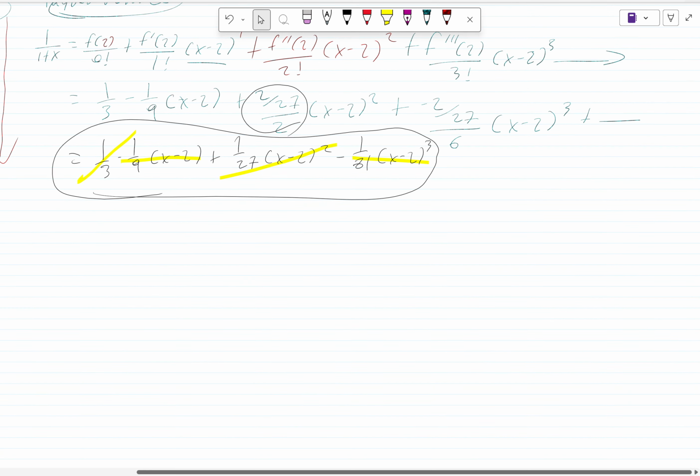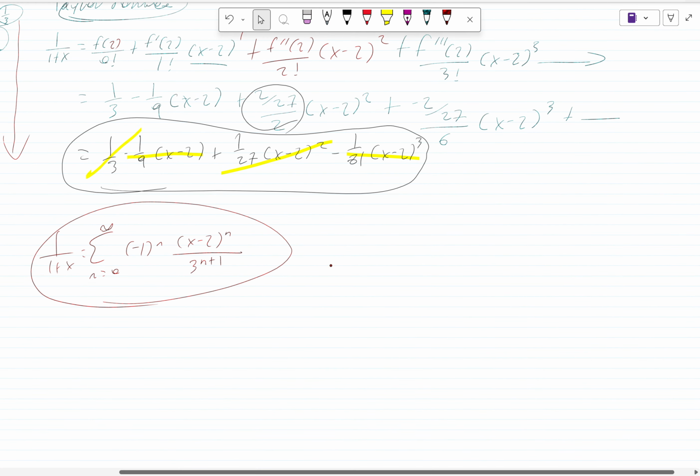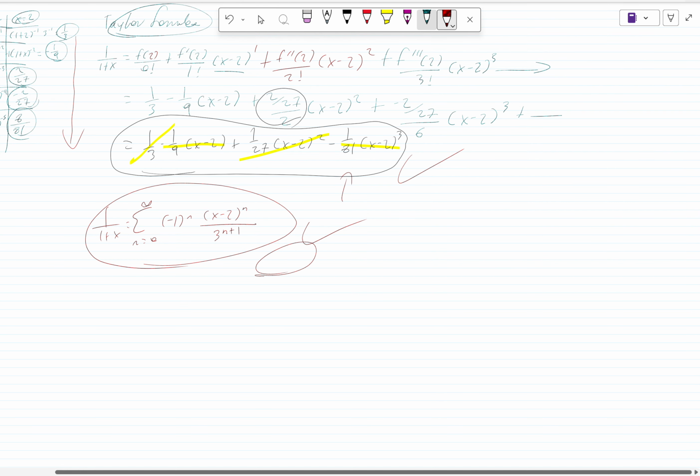Now that's the answer. But if your teacher wants you to find the general term, he or she may or may not want that, but if they do, the answer is negative 1 to the n times (x minus 2) to the n over 3 to the n plus 1. So here's the answer, and here's the answer. Both of them are correct. Here's a simplified one, and here's the advanced one.